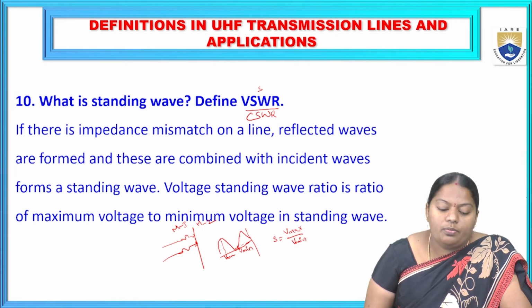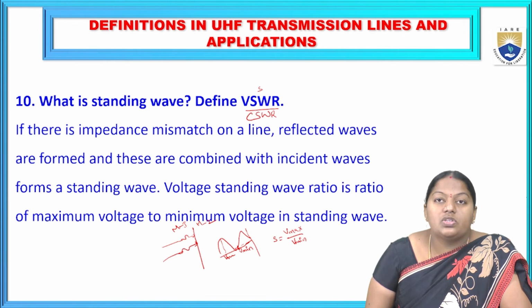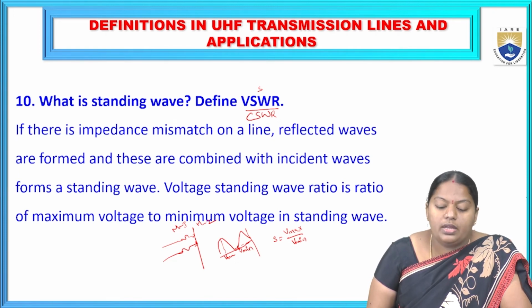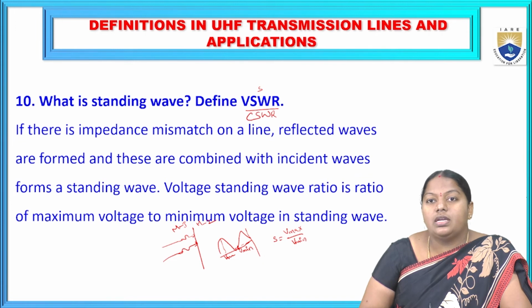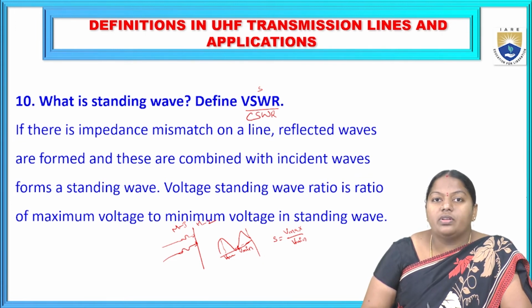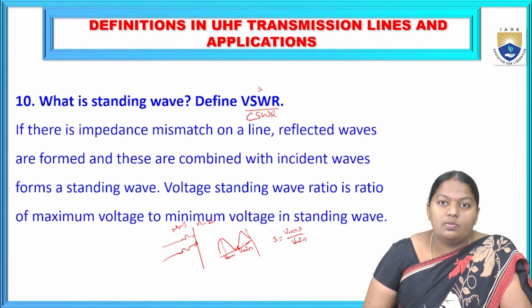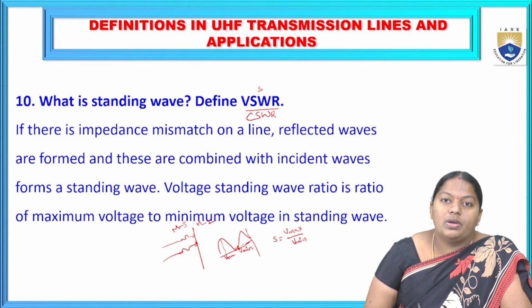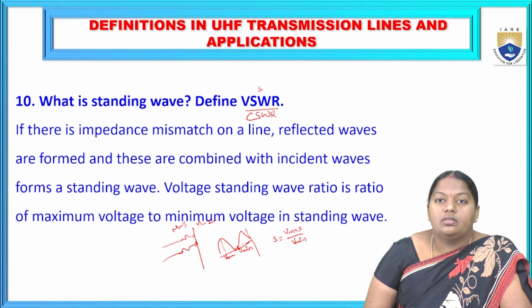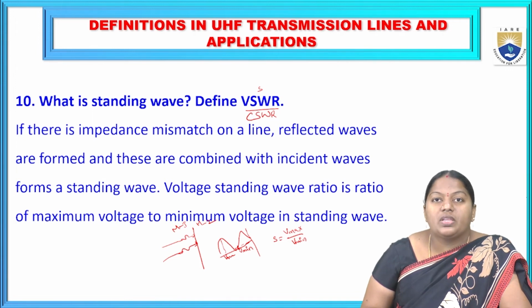So what does standing wave mean? If there is an impedance mismatch in a transmission line, reflected waves are formed and these are combined with the incident waves. Means in medium one, there exist two traveling waves: one is incident and the other is reflected. Whatever wave strikes the boundary is called the incident wave. That incident wave is completely reflected back into the same medium, and then it combines with the incident wave; the two waves are said to form standing waves.